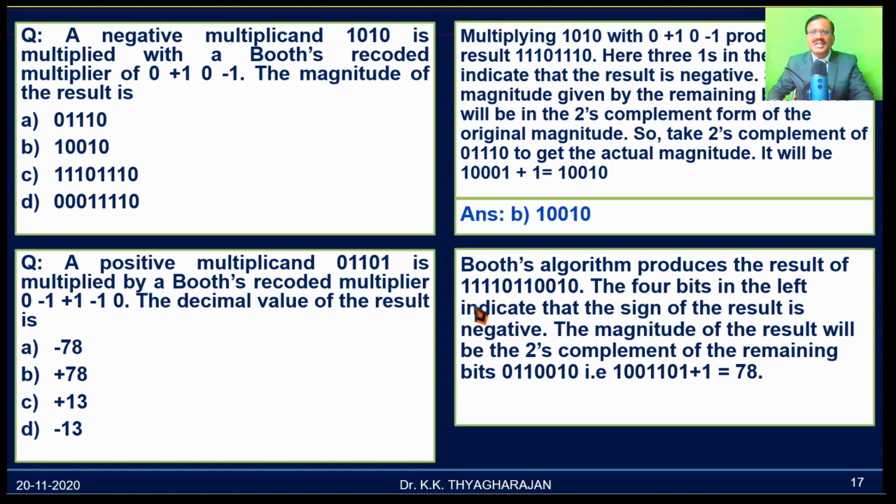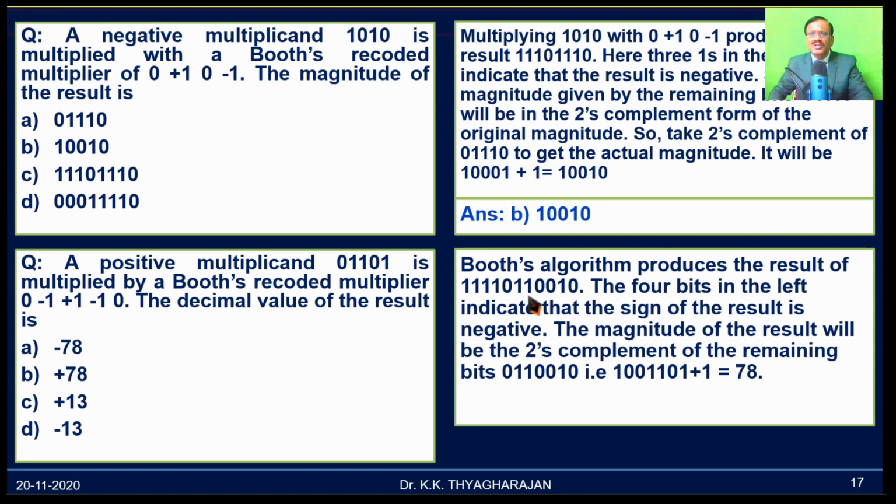The 4 bits on the left indicate that the sign of the result is negative. Because we have extended the sign bits, this is indicating the negative sign, and the remaining bits will indicate the magnitude. So the magnitude of the result will be 2's complement of the remaining bits. Because the extended sign bits are 1, the result will be negative. So this magnitude is in 2's complement. To get the actual result, you have to take 2's complement of this value.